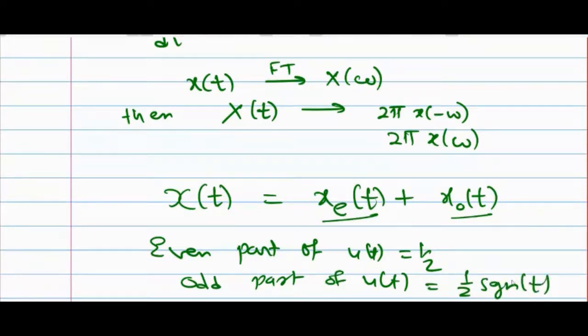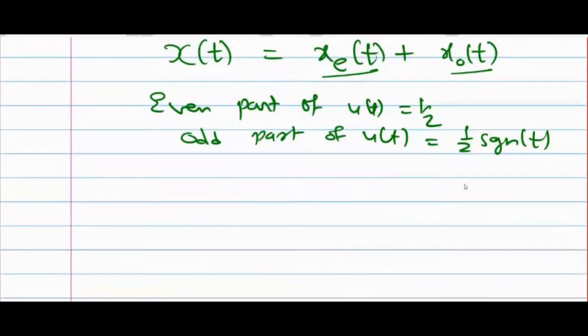I will just draw the sketch of the signum function. So this is the sketch of the signum function. Its amplitude is 1 for t greater than 0, and its amplitude is minus 1 for t less than 0.